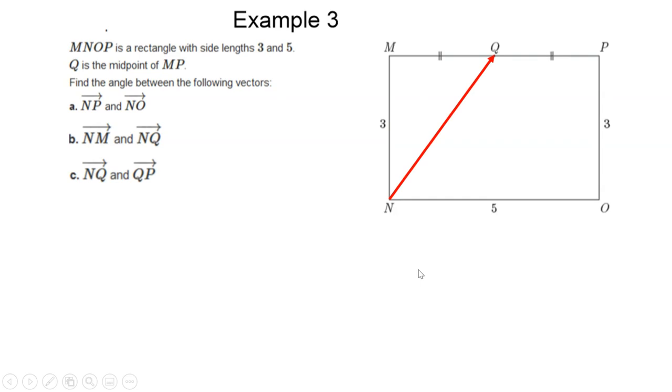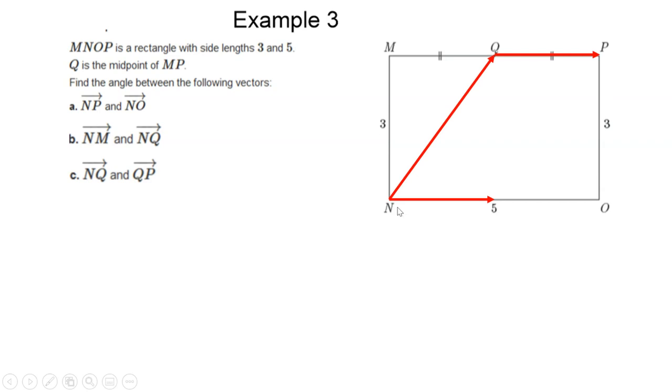So let's look at this one carefully. There's your NQ, right? There's your QP, but we're not dealing with the angle between them, because the angle between them is supposed to be measured when they are tail to tail. So how do we solve this? Well, here's how we solve this.